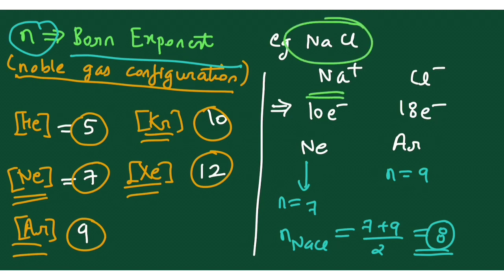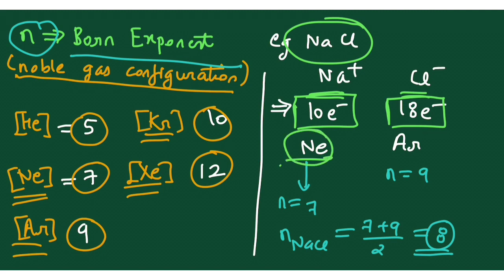In NaCl we have Na plus and Cl minus. Na plus has 10 electrons. Cl minus has 18 electrons. So Na plus is basically isoelectronic with neon, and Cl minus is isoelectronic with argon.